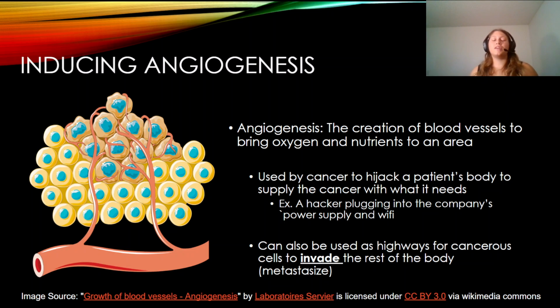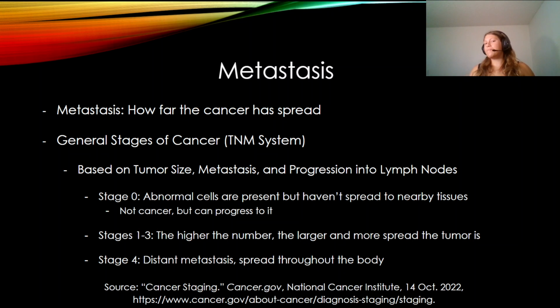The other thing about angiogenesis to mention is that it can be used as highways for cancerous cells to invade the rest of the body. This is essentially because just like nutrients and oxygen can go through the blood vessels, so too can cancer, and it can just kind of go into the blood vessels and use them to metastasize or spread throughout the rest of the body.